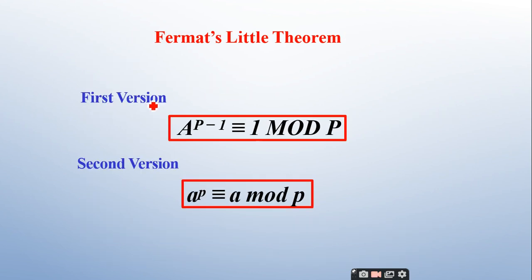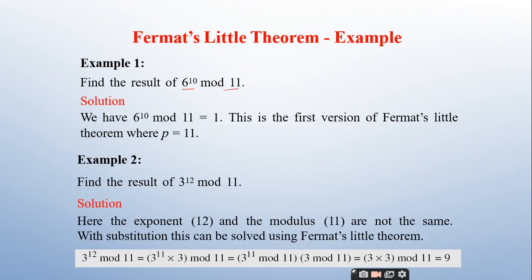Let us see what these formulas are saying, right? So a is any integer, and as I told you, p is prime. So if I have a formula like a power p minus 1 congruent 1 mod p, this can be rewritten as a power p minus 1 mod p is equal to 1, that's it. And the second version of Fermat's little theorem can be written as a power p mod p is equal to a, simple thing, right? So let us see with an example how this is used, right?